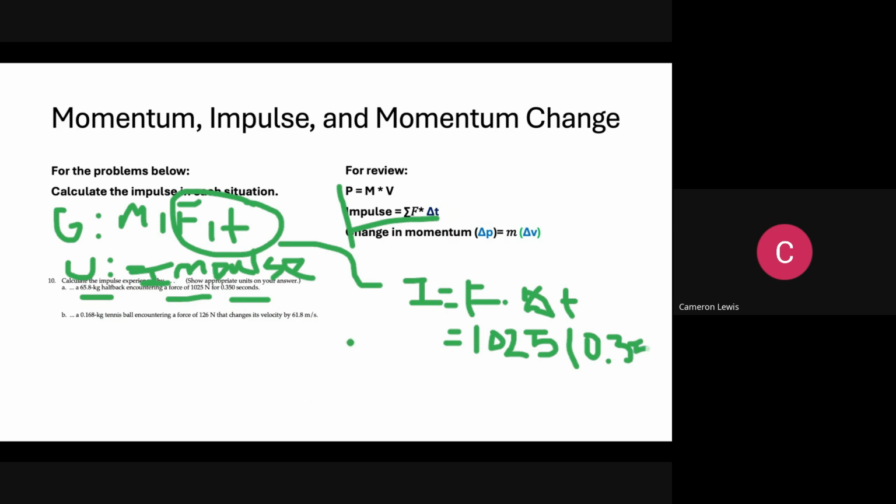So now what is the impulse in my system? Hold on, I have to calculate it. It's 358.75.